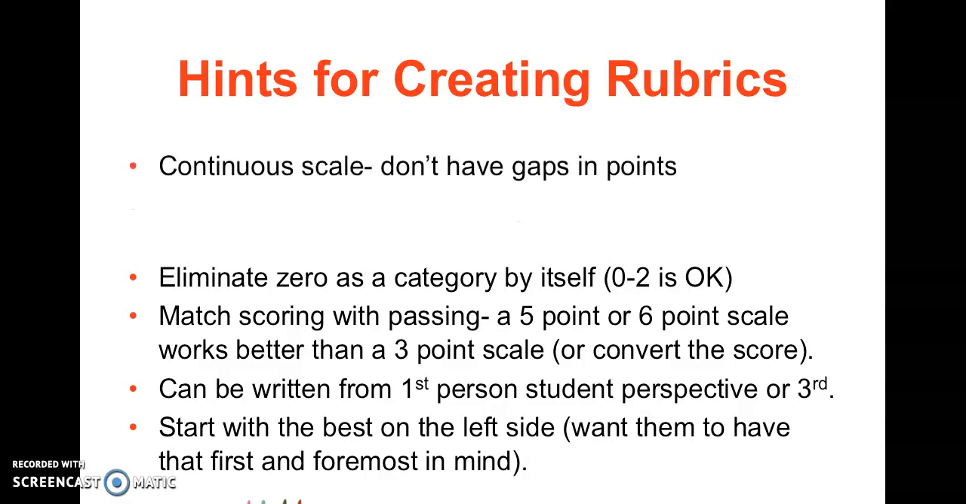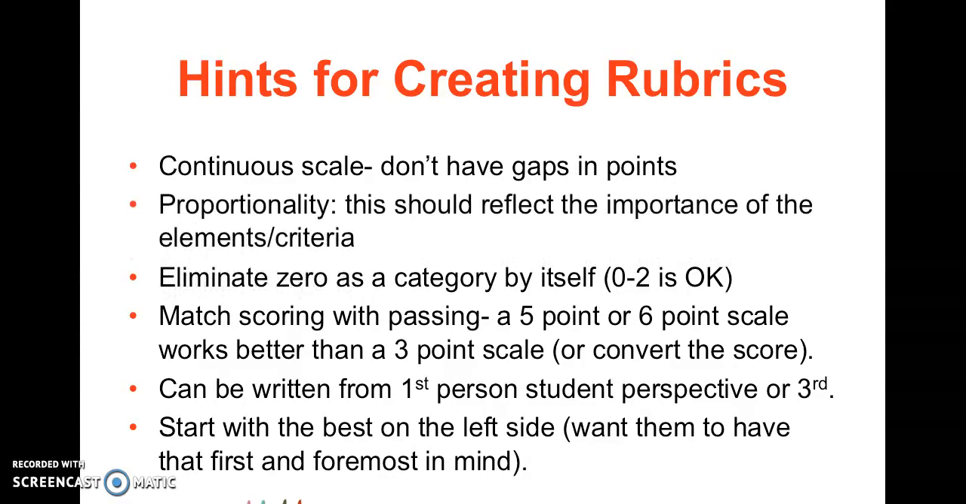You want to have a continuous scale, so don't go 1, 3, 5. You'd want to go 1, 2, 3, 4, 5, or if you're standards referenced, 1, 2, 2.5, 3, 3.5, 4, depending upon what your district is requiring you to do. And then proportionately, you want it to reflect the importance of what that half point difference is. And this is no different when you're creating a rubric and a proficiency scale, which I'll talk a little bit about later in the course.